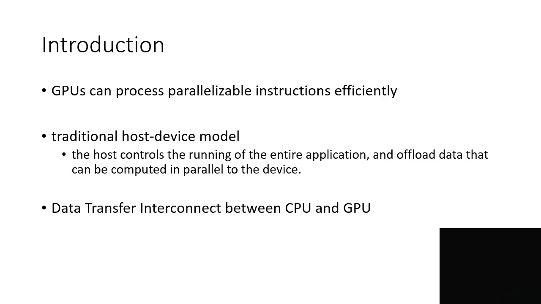Because of the processing power that GPUs have for parallel computations, GPUs are now ubiquitous for more than just graphics processing. In this paper, we investigate optimizing the traditional host-device model of the GPU, where the host offloads data to the device for processing. Because of this heterogeneous design, the CPU and GPU must transfer large amounts of data, and there's room for optimization in this data transfer.